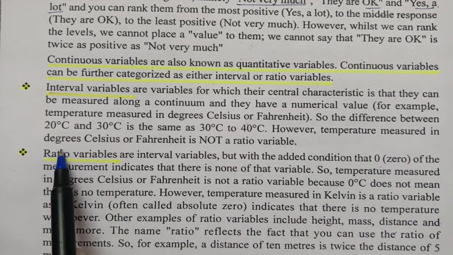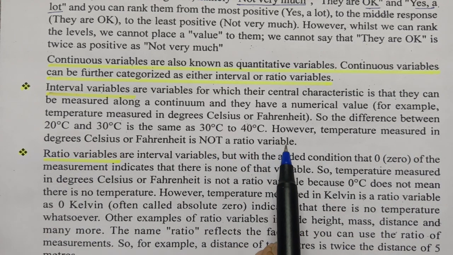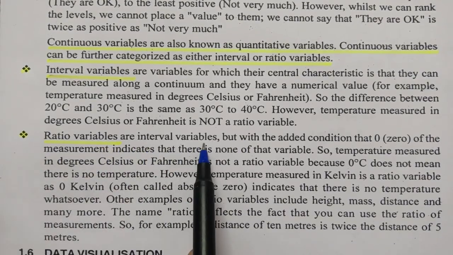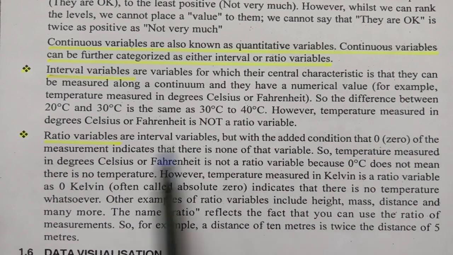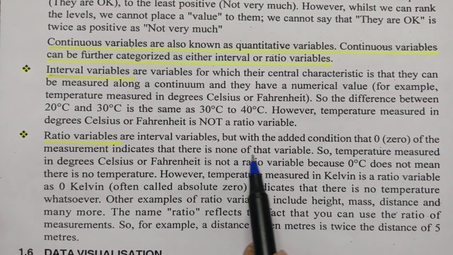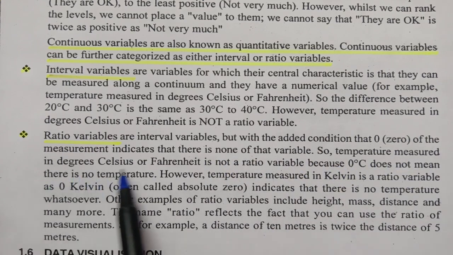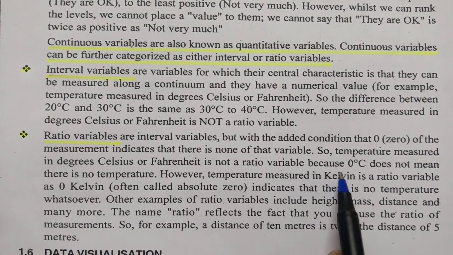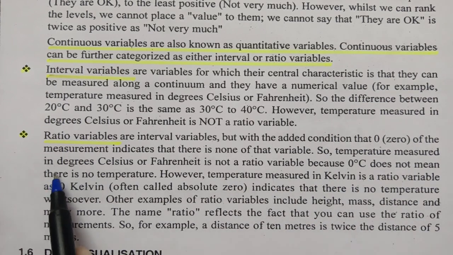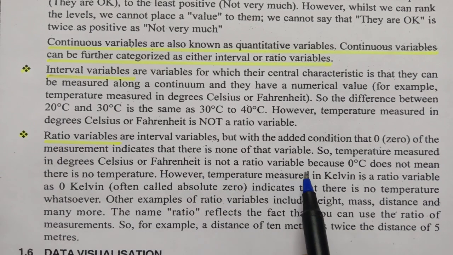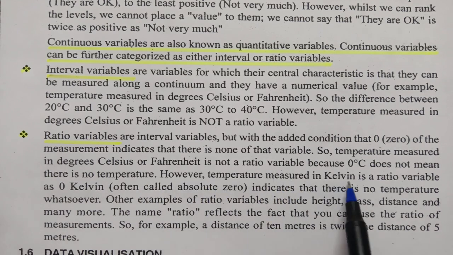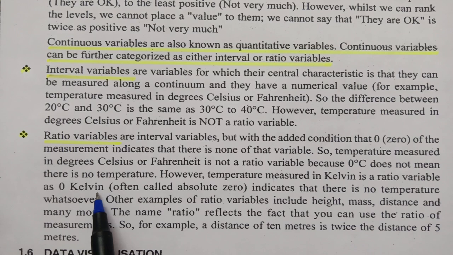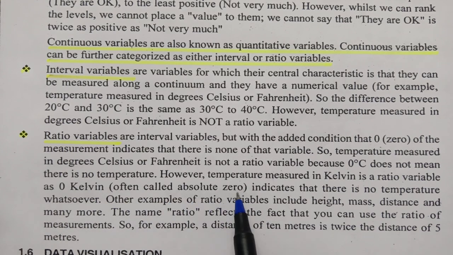However, temperature measured in degrees Celsius or Fahrenheit is not a ratio variable. Ratio variables are interval variables, but with the added condition that the zero of the measurement indicates that there is none of that variable. Temperature in degrees Celsius or Fahrenheit is not a ratio variable, because 0 degrees doesn't mean there is no temperature. However, temperature measured in kelvins is a ratio variable, as 0 kelvins, often called absolute zero, indicates that there is no temperature whatsoever.